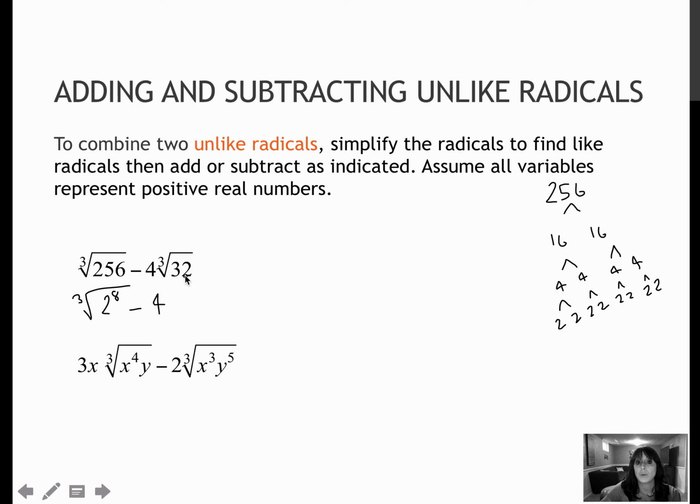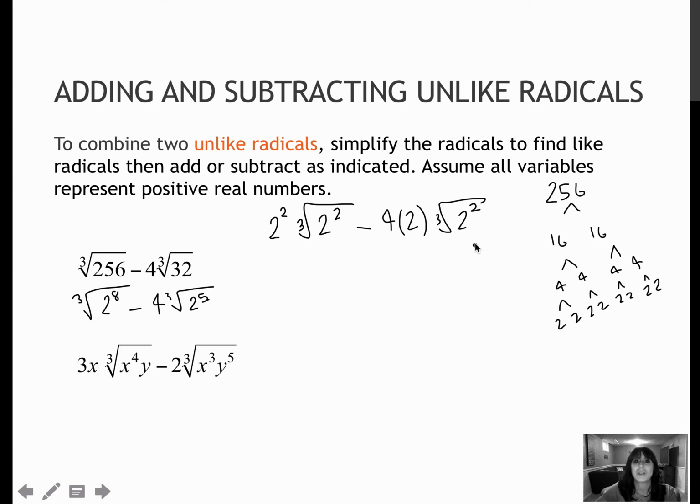And 32 is 2 to the 5th. And so I'm going to rewrite this and hope that when I'm done, I end up with the same radicand with the same index. So 8 divided by 3 is 2, and I have 2 left over. 5 divided by 3 is 1, so I already had this 4 out here, so I now take it times another 2, with 2 left over.